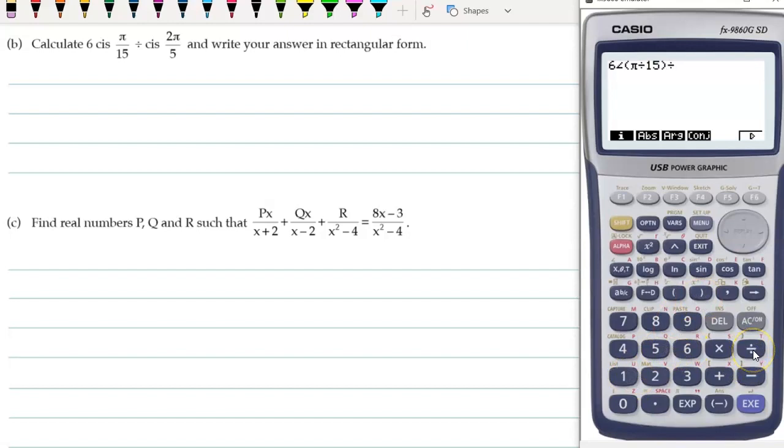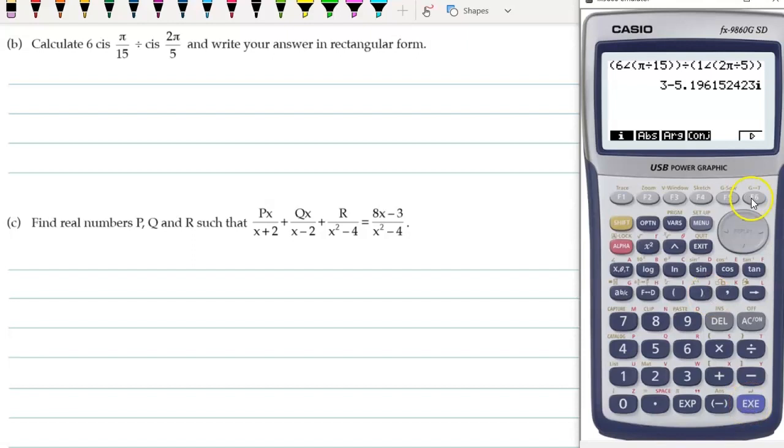That's going to be divided by, in fact, I'm just going to put brackets around all of it just in case, just to make sure we've got that division happening correctly. Okay, so then we will divide that by 1 cis of 2 pi divided by 5. And it gives us our answer straight away in rectangular form.